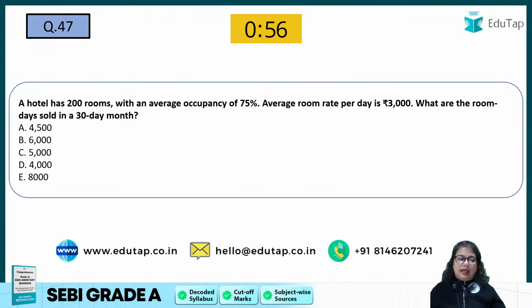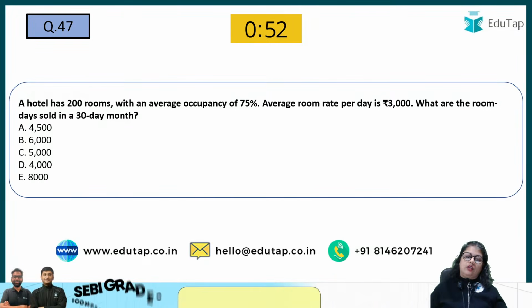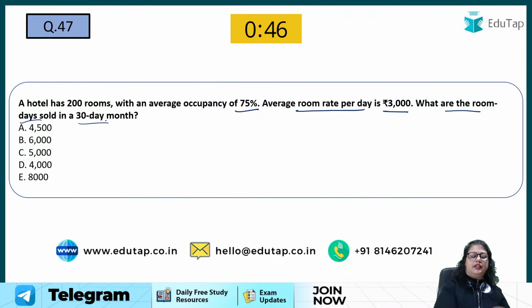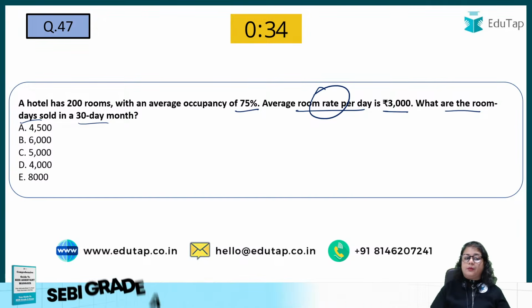A hotel has 200 rooms, okay, 200 rooms with an average occupancy of 75%. Average room rate per day is 3000. What are the room days sold in a 30-day month? Now, you have to calculate the room days. So, will you take into account the room rate also? No. Don't take the room rate, okay, this is just a slightly confusing part given here.